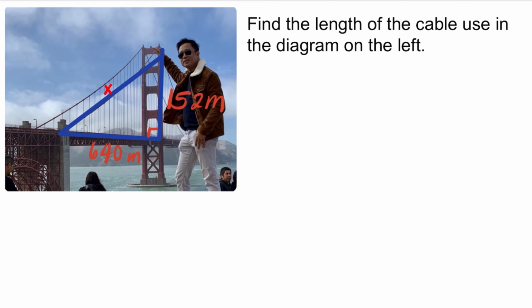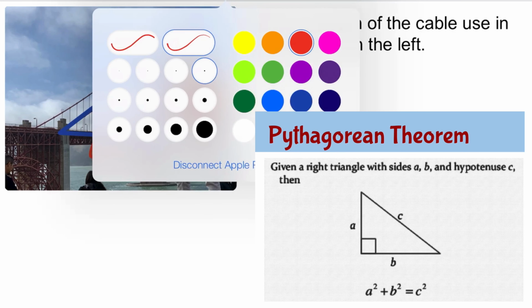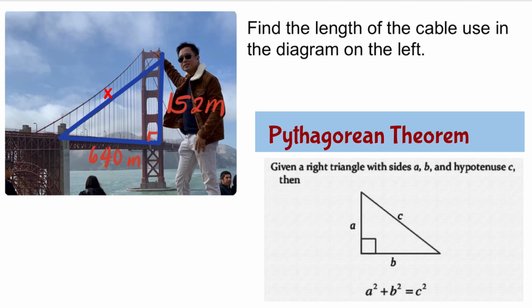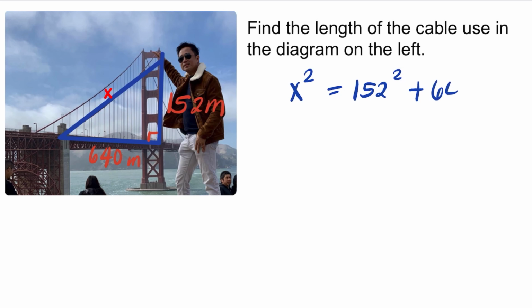Find the length of the cable used in the diagram on the left. Since you're given a right triangle and the two sides are given, we can solve for the length of the cable by using the Pythagorean Theorem. In this diagram, the missing side is the hypotenuse. So we will set up the equation as x squared is equal to 152 squared plus 642 squared.